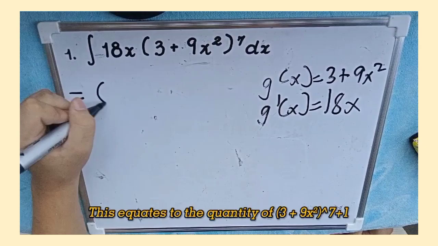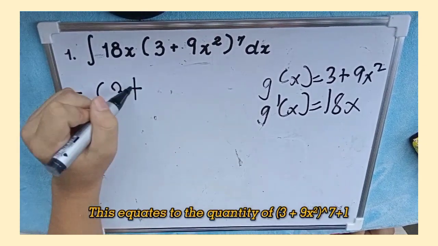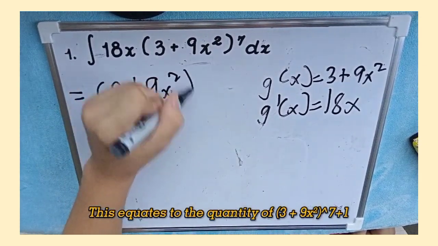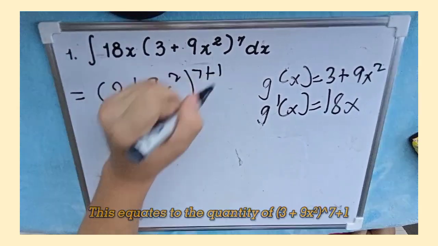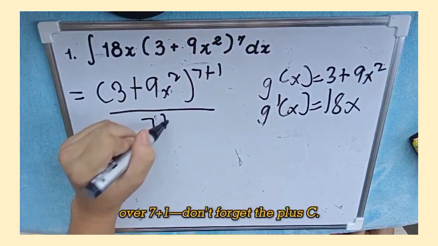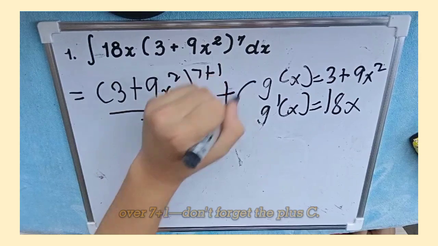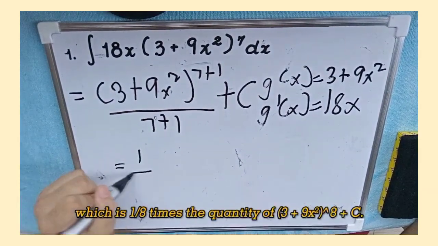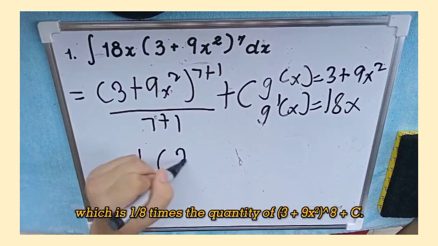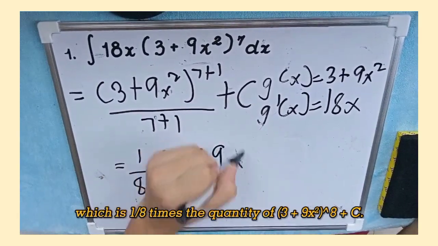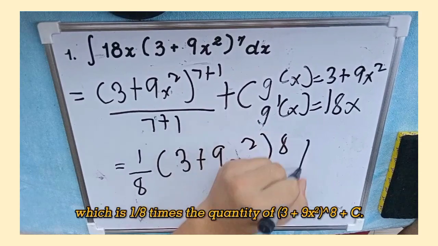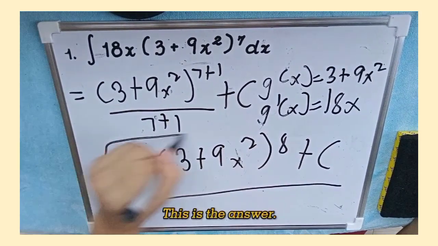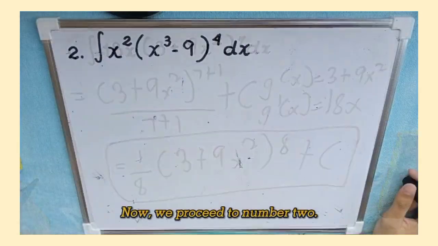This equates to the quantity of 3 plus 9x squared raised to the 7th power plus 1 over 7 plus 1. Don't forget the plus c. The last step, we need to simplify the said equation, which is 1 over 8 times the quantity of 3 plus 9x squared raised to the 8th power plus c. This is the answer. Now we proceed to number 2.